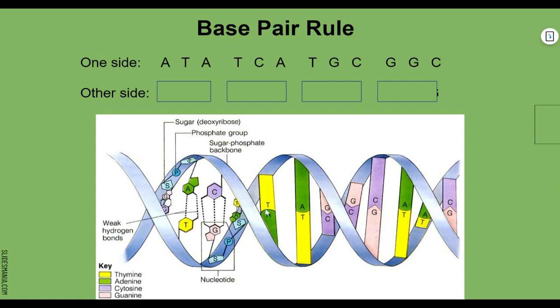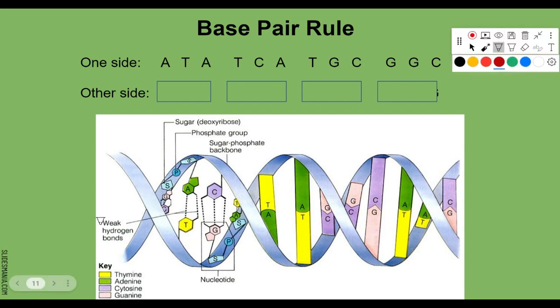All right, and again, you have thymine, adenine, adenine, thymine, guanine, cytosine: A, T, C, G. And remember that part of it is that it is a weak hydrogen bond.